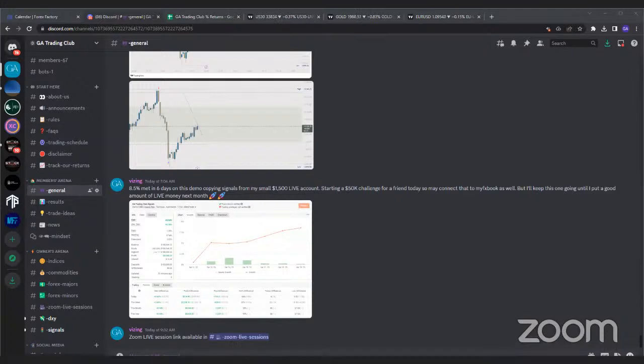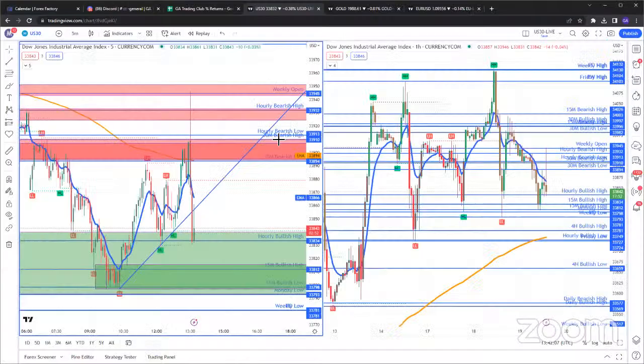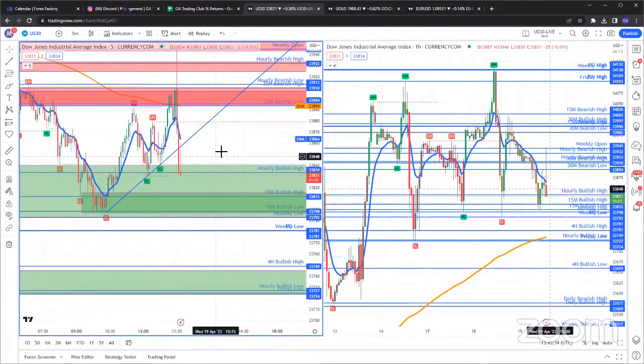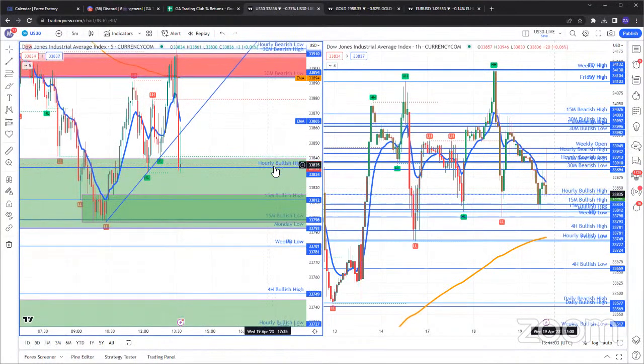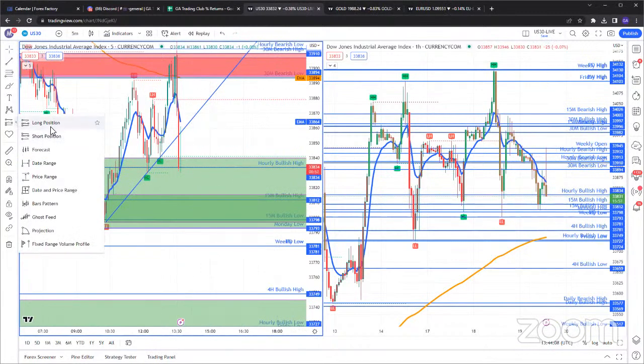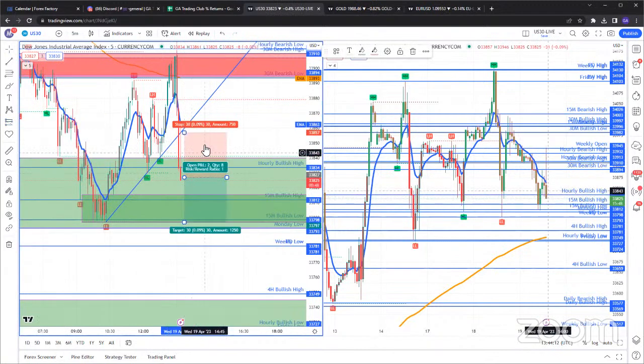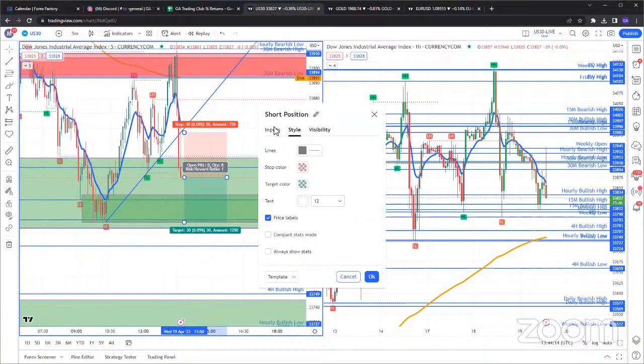So let's see how this trade is going. Okay. So the sell would be on the closure of this candle. The only thing to be aware of here is we have an hourly bullish high. We also have a demand zone within a demand zone. So honestly, for this position, I would feel better taking a 100 pip stop loss and TP.